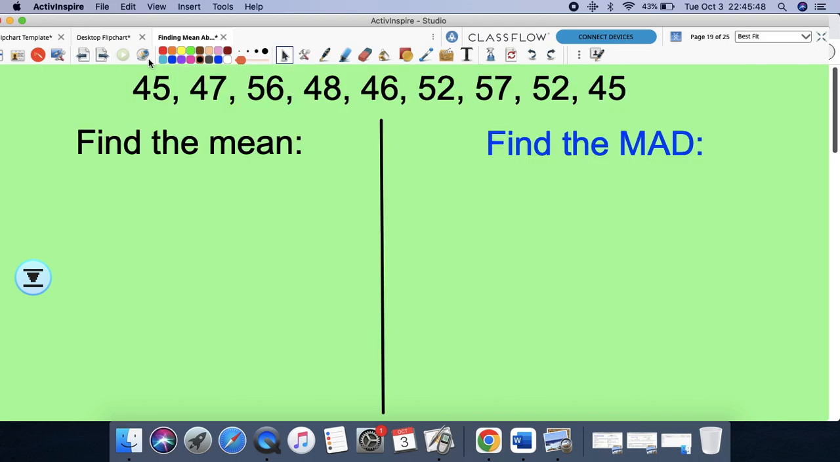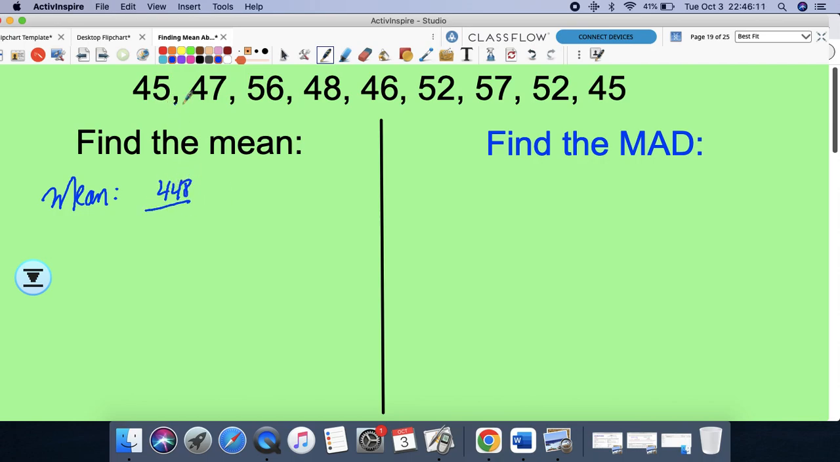All right, so problem 1, number 1, find the mean. So first we have to add all these numbers. Take your calculator and add 45 plus 47 plus 56 plus 48 plus 46 plus 52 plus 57 plus 52 plus 45. Enter. We have 448.